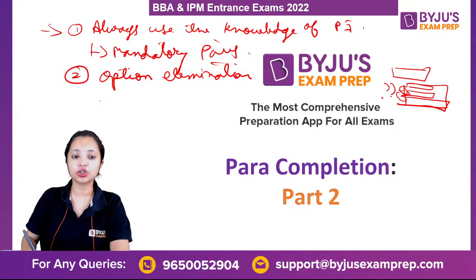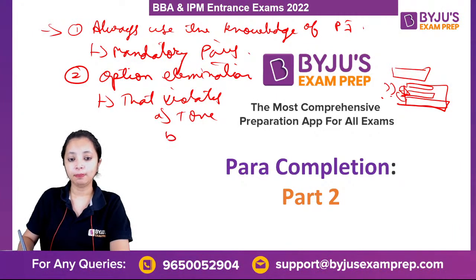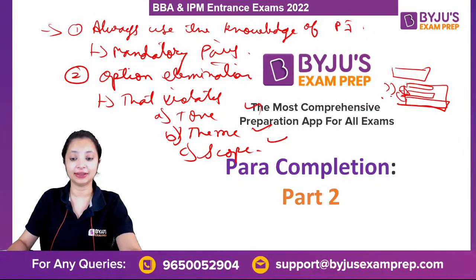So, option elimination can be done with the idea that we eliminate any option that violates A, the tone of the passage, B, the theme of the passage, and C, the scope of the passage. Now, what are tone, theme, and scope? Let's try to understand that.